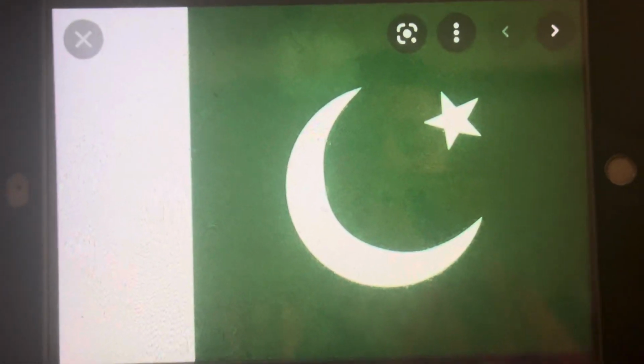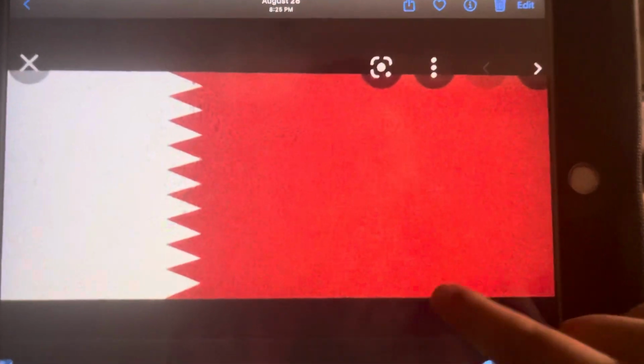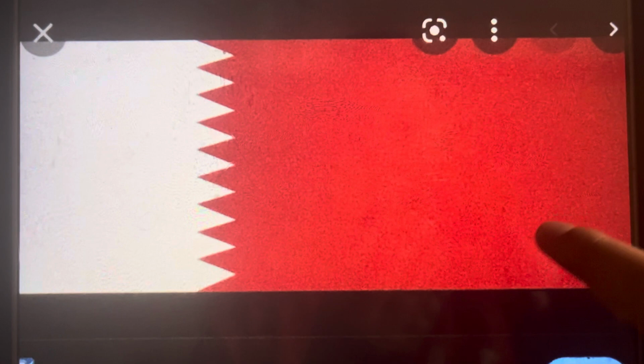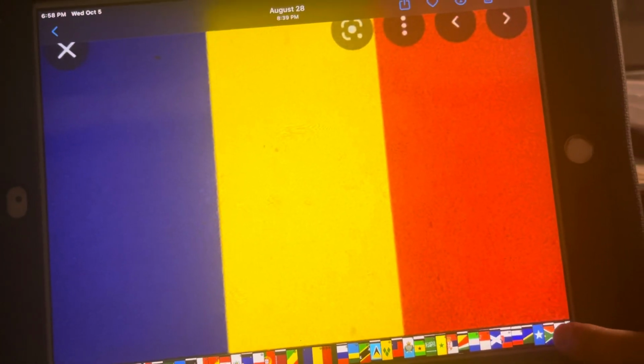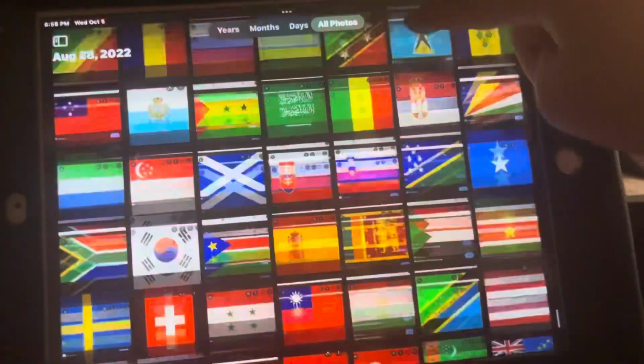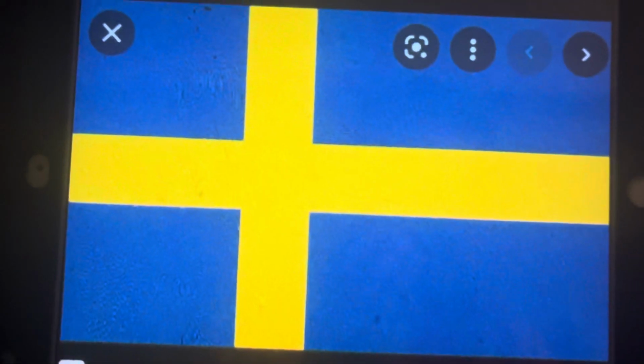P is for Pakistan. P. Q is for Qatar. Q. R is for Romania. R. S is for Sweden.